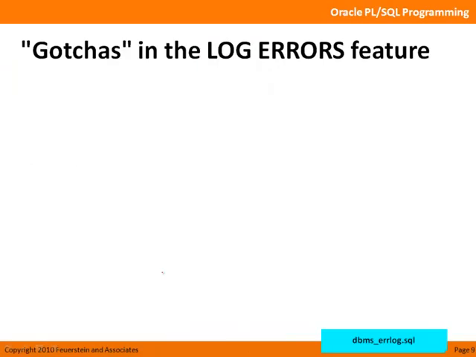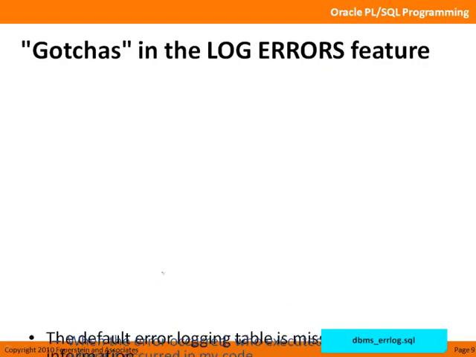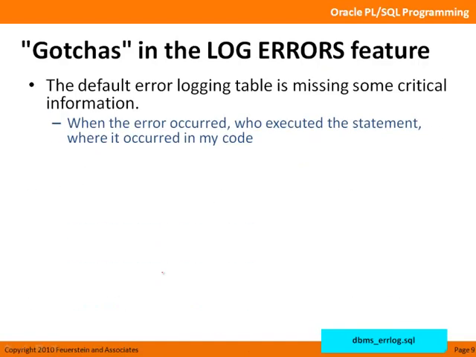Now let's talk about gotchas, because this is one of those features in Oracle that is a fantastic idea, and it allows us to do something that you could not otherwise do. But they didn't quite finish up the implementation. They didn't think it through entirely. For example, the error logging table is missing some critical information. Let's go back over to Toad and take a look.